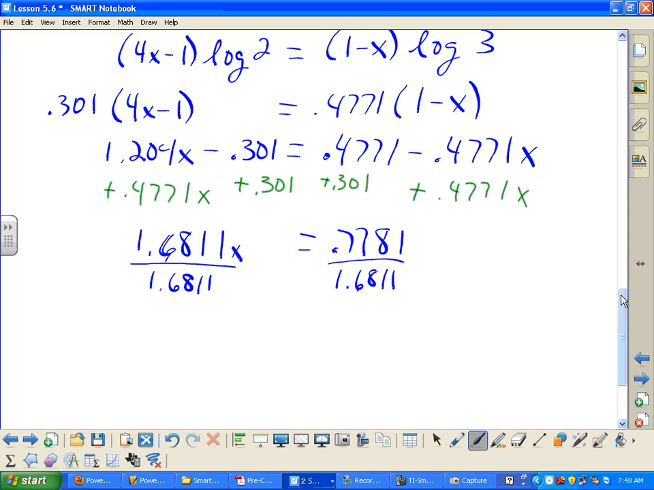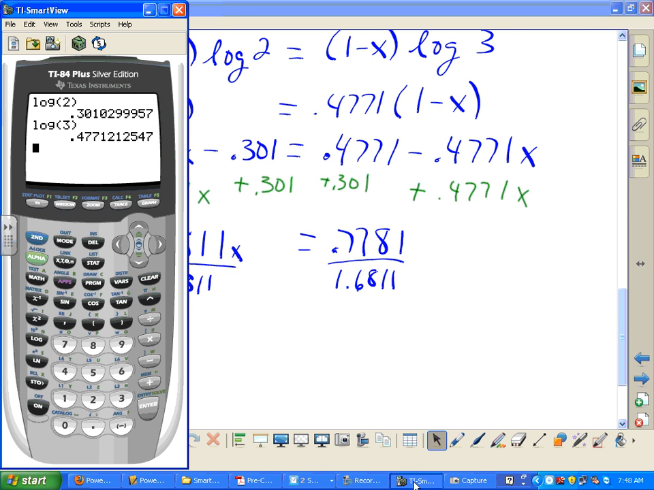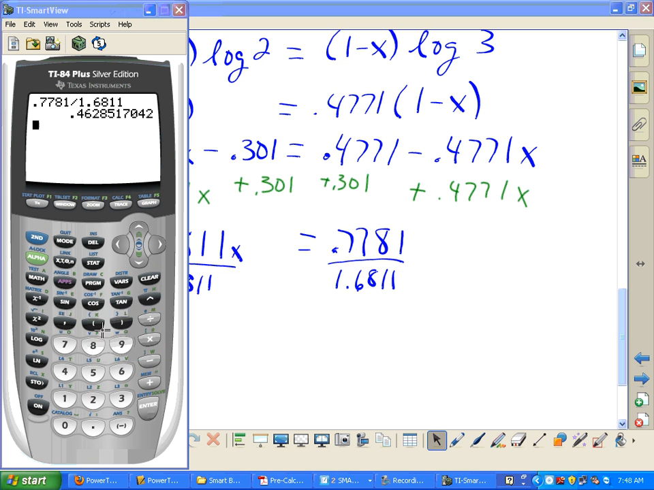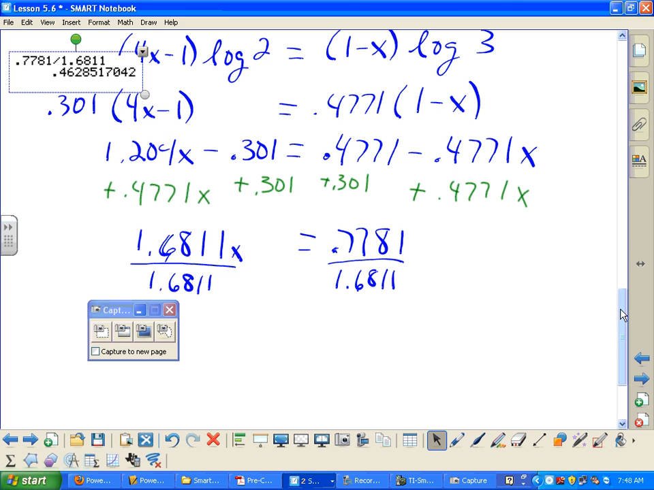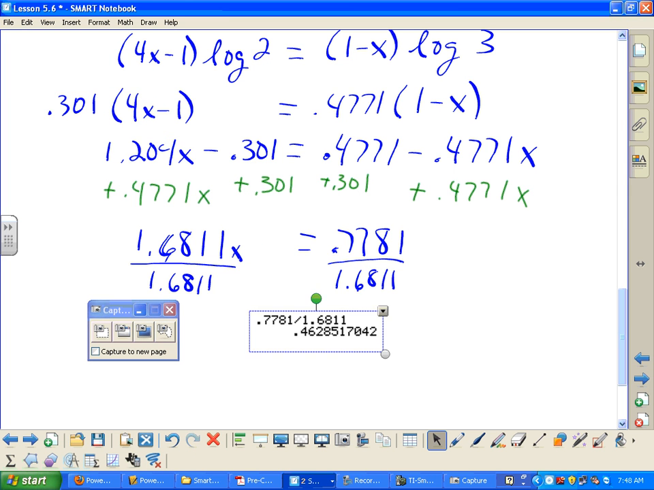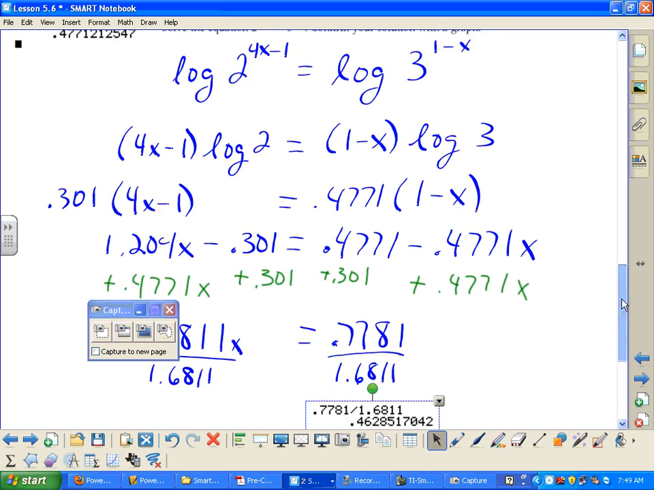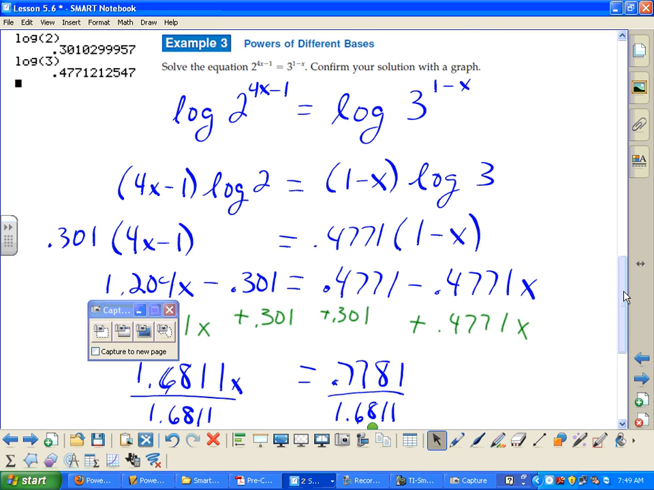Taking up quite a bit of space, that's okay. All right, so here, 0.7781 divided by 1.6811 equals, and so here's our answer. And this also says to graph it and check it, so let's go ahead and move this down here first of all for our answer. And let's find our problem, and let's go ahead and graph it and check it again.